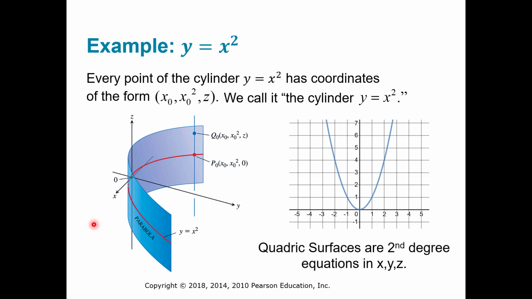And so quadric surfaces are second-degree equations in x, y, and z. What we're talking about in this section are these types of equations that we call quadric surfaces, and what makes them is that they're second degree. So this is a second degree equation right here. Notice x to the second power. And then your variables are x, y, and z.